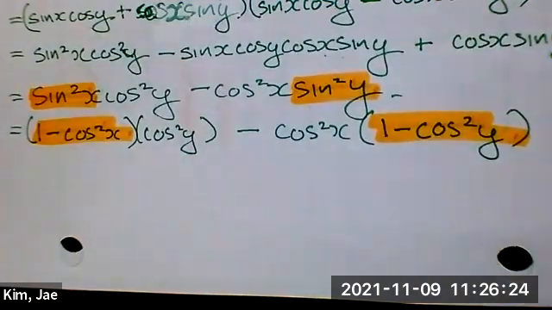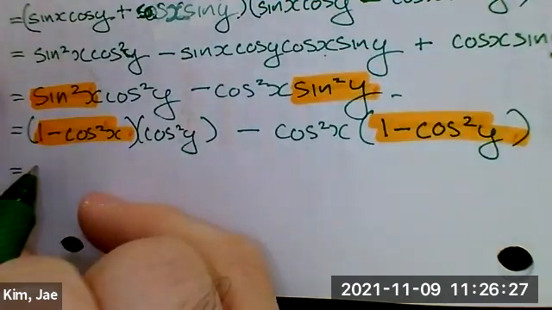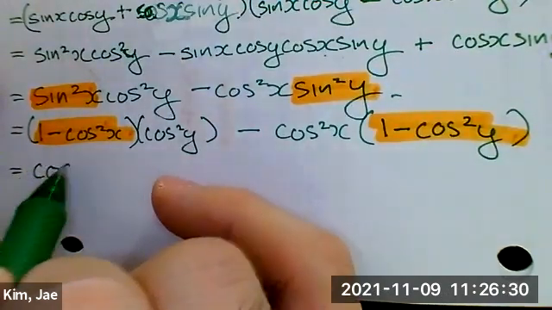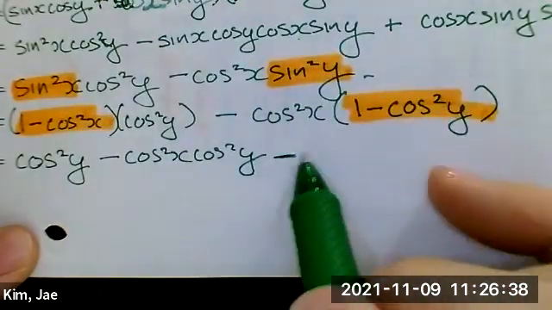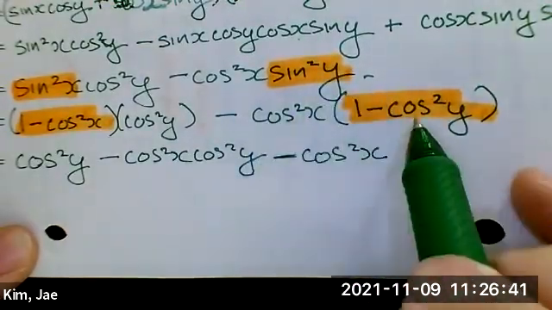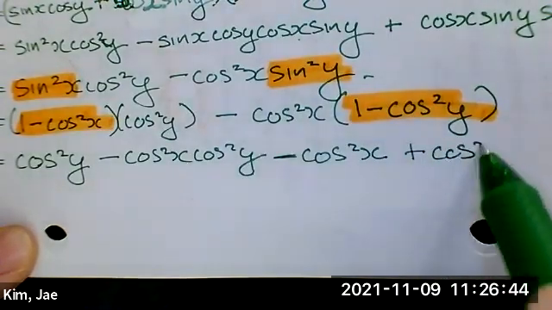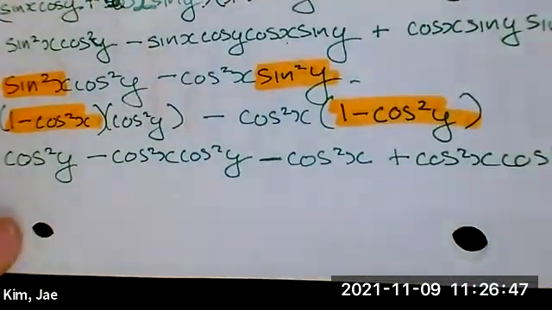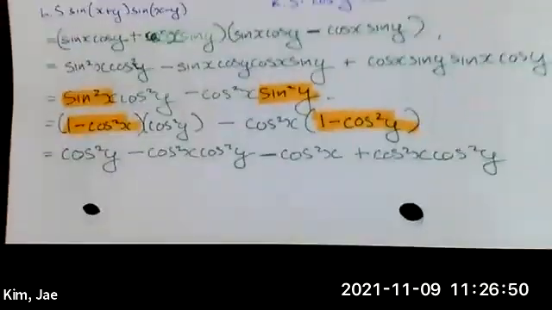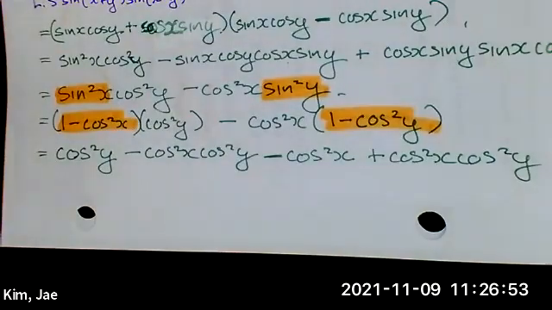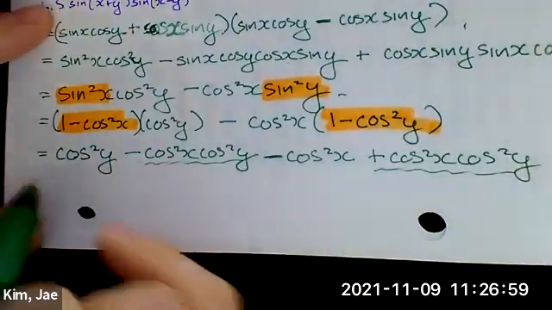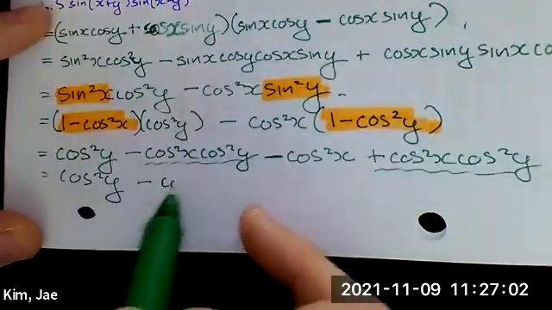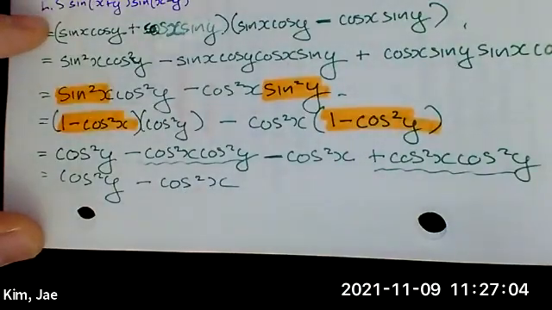And then I will expand it, giving me 1 times cos squared y, and then cos squared x, cos squared y, minus cos squared x. That becomes plus cos squared x, cos squared y. And then what happens? It seemed wrong, but they cancel out, leaving me with, there you go. So you got it.